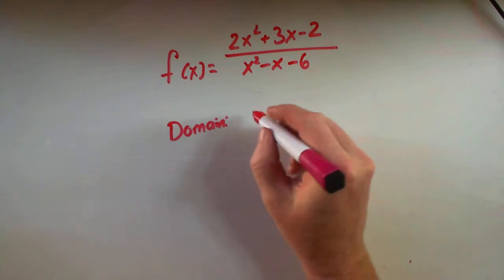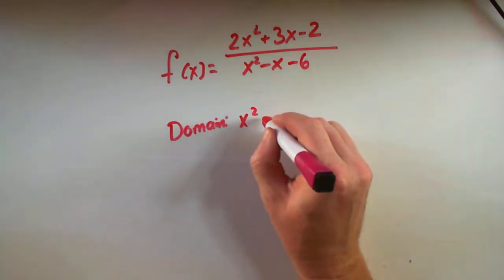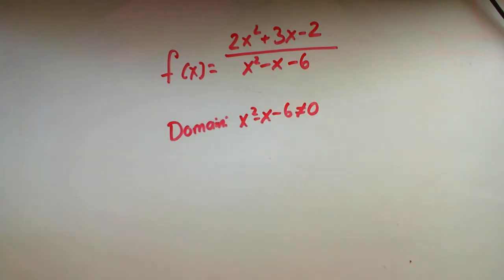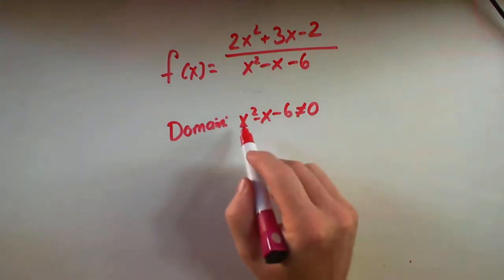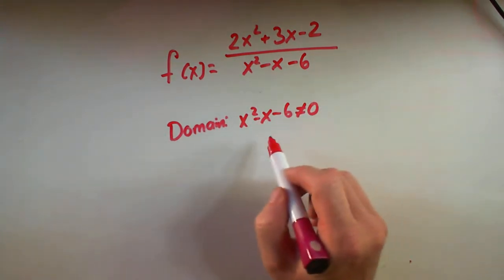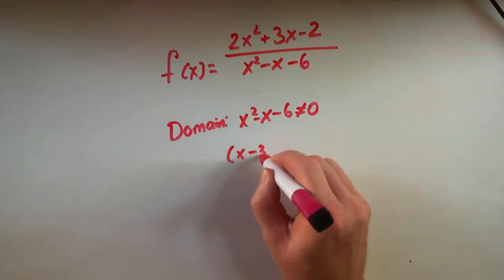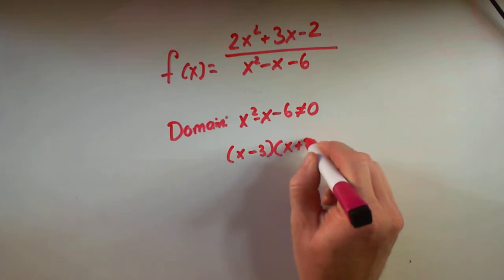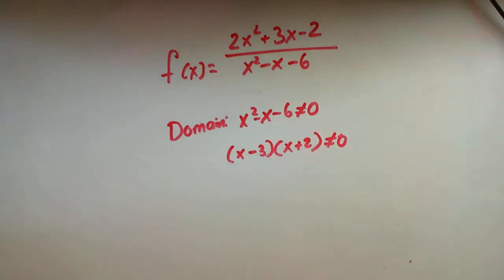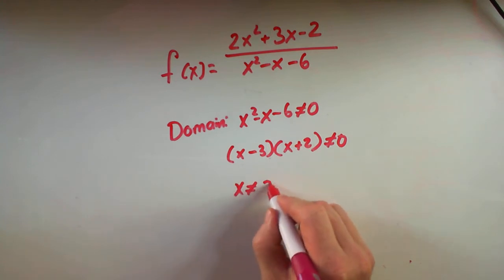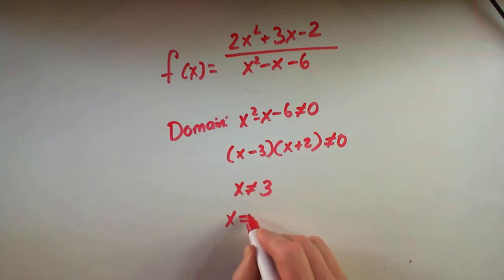So to find the domain, we take the denominator and we set it not equal to 0. Then we factor. So this will factor to x minus 3 times x plus 2 is not equal to 0. And that tells us that x cannot equal 3 and x cannot equal negative 2.